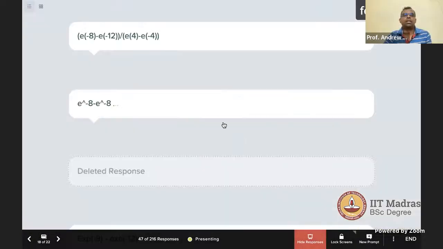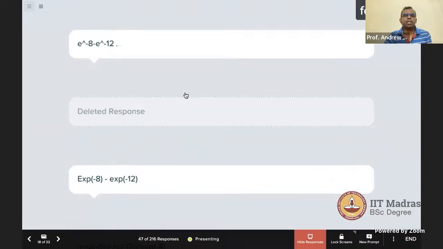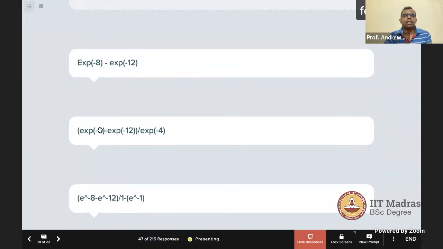e to the power minus 4. Yeah, so that's the answer. No, there's no e power 4 minus e power minus 4 and all that. Yeah, see, this is the correct answer: e power minus 8 minus e power minus 12 divided by e power minus 4. Okay, this is the correct answer. There's no 1 minus, right? So it's given x is greater than 1, right? That's just e power minus 4.